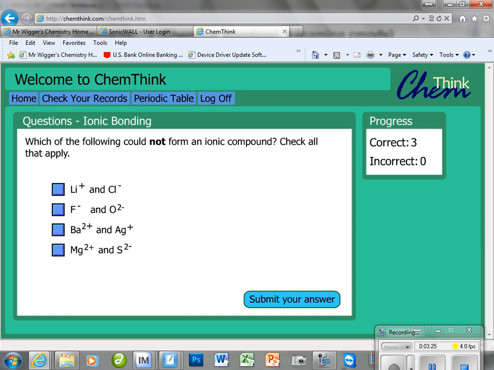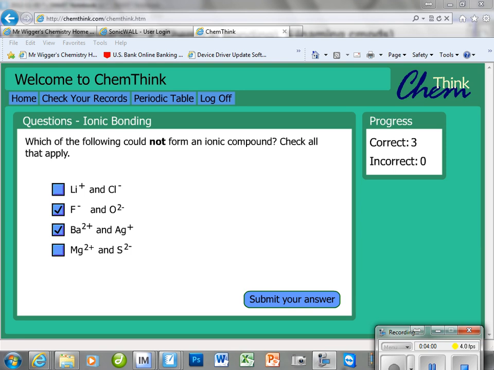Which of the following could not form an ionic compound? Check all that apply. Don't you hate that? Anyway, let's take a look at it. Okay, why do I have those two checked? Well, let's check out the first one. The lithium with chloride, that's a metal with a nonmetal, a plus with a minus ion, and that's the very definition of an ionic compound. The one on the bottom is magnesium and sulfur, and those are, again, a plus with a minus, so those will form an ionic compound.